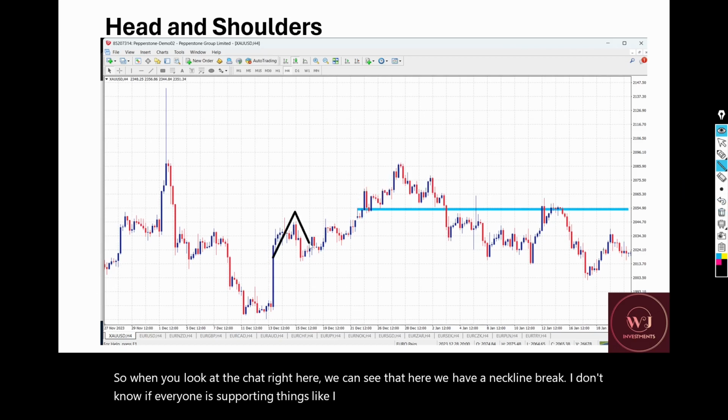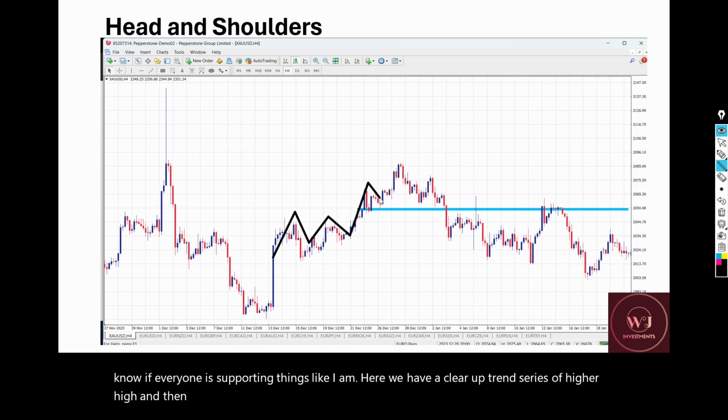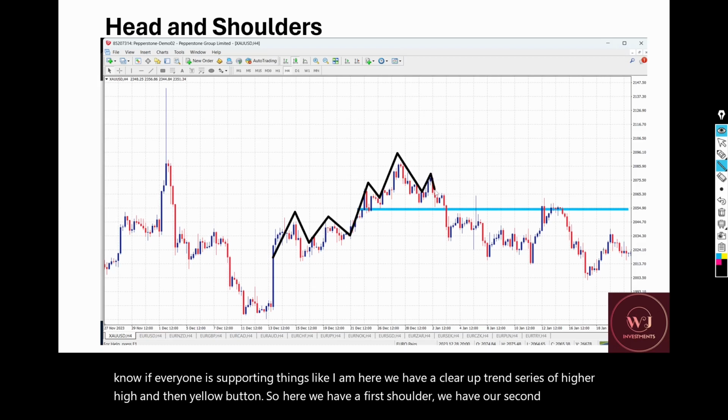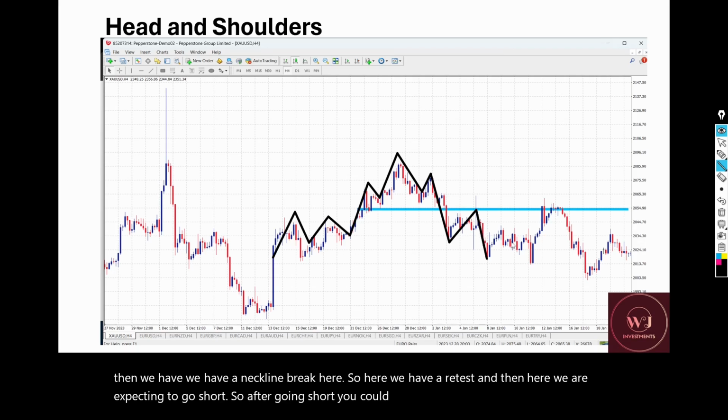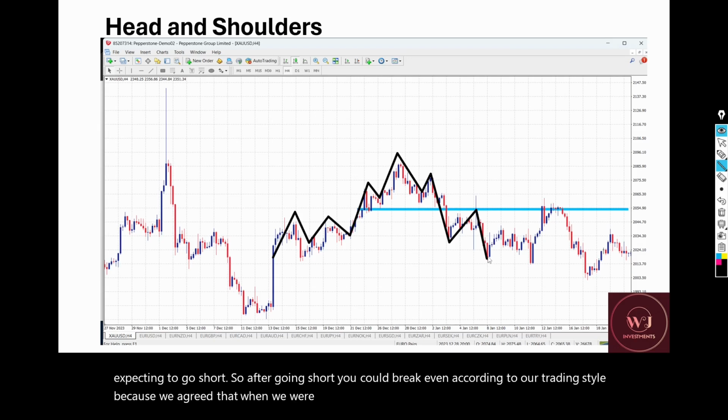Here we have a clear uptrend, a series of higher highs, and then a pattern. So here we have our first shoulder, we have our second shoulder, then we have a neckline break here. So here we have a retest, and then here we are expecting to go short. After going short, you could break even according to our trading style, because we agreed that when you're in the money, you have to pull your stop losses.